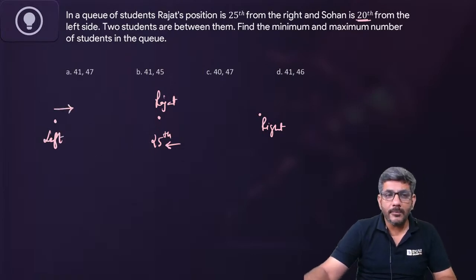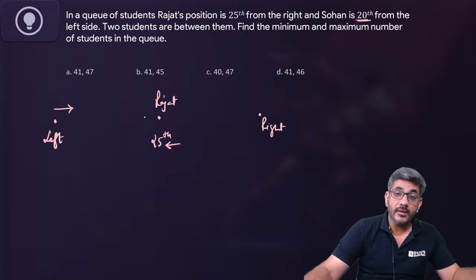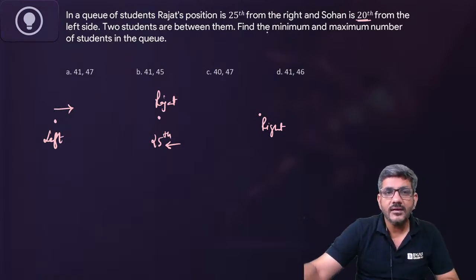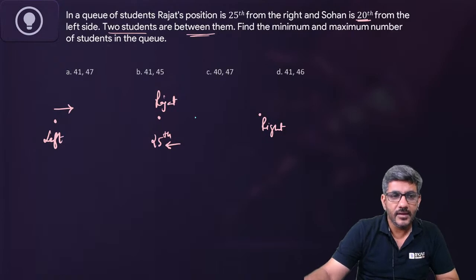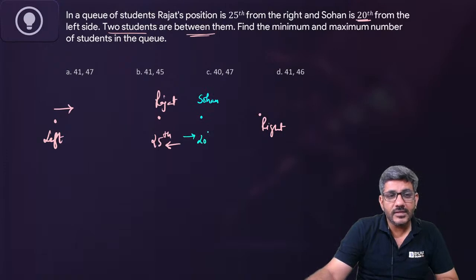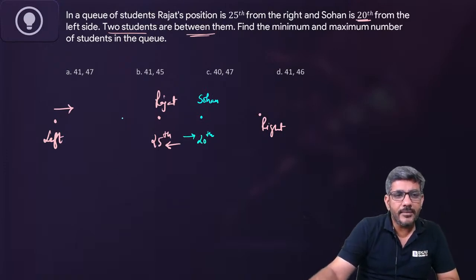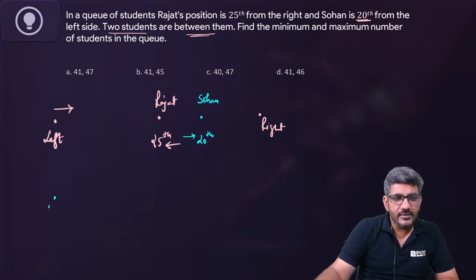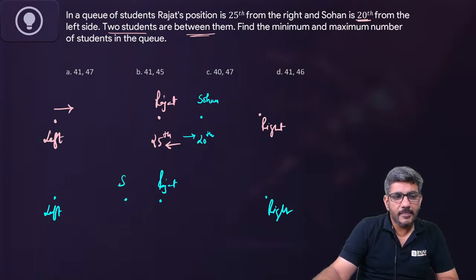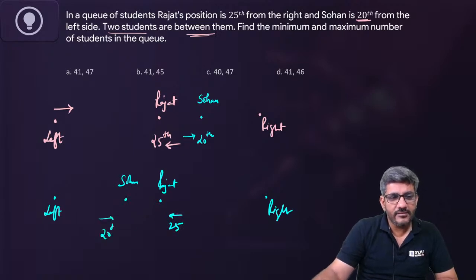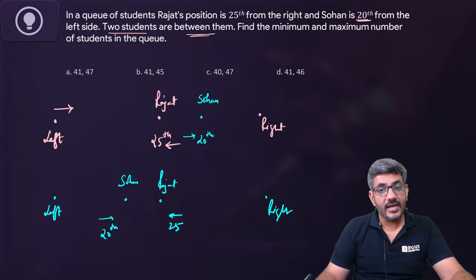Now where is Sohan? Sohan might be ahead of Rajat. Sohan might be to the left of Rajat. Both possibilities are there. But he says there are two students between them. So there are two possibilities. Sohan might be here and he is 20th from the left end, or Sohan might be here. This is the left end. Rajat is here. This is the right end. And there is a possibility that Sohan is here. So this guy is 25th from the right and this guy is 20th from the left. So these are the two possibilities that can exist.